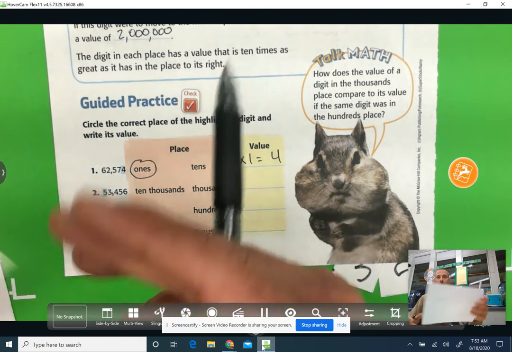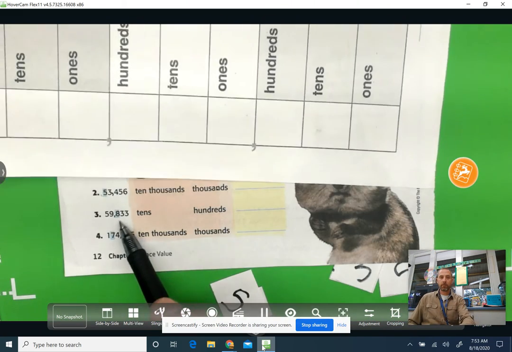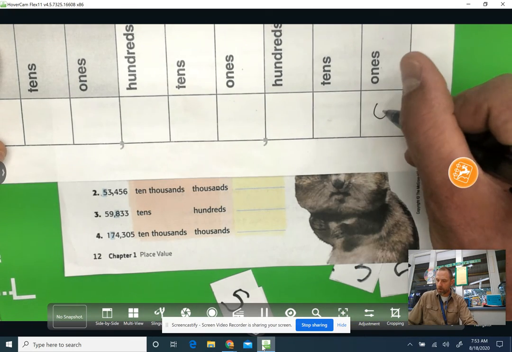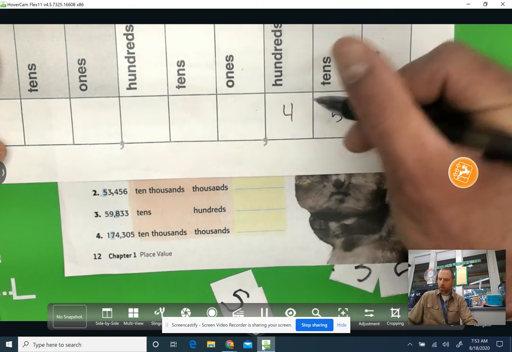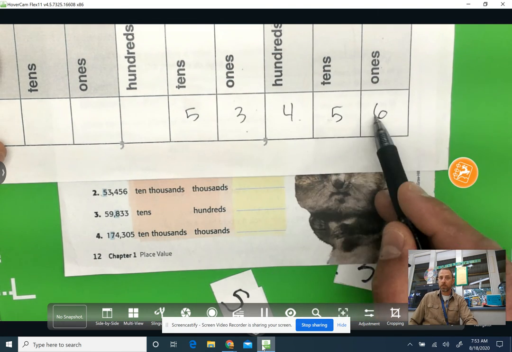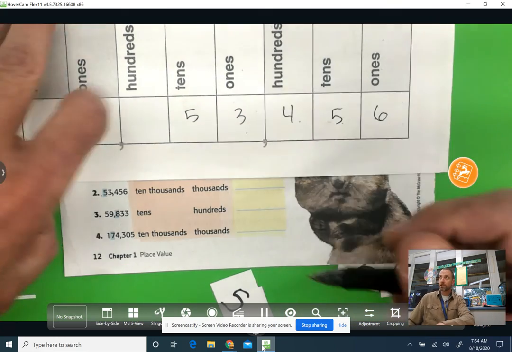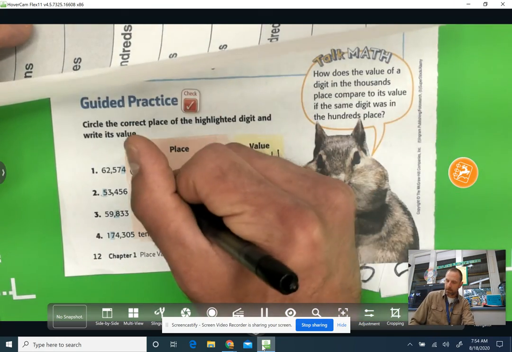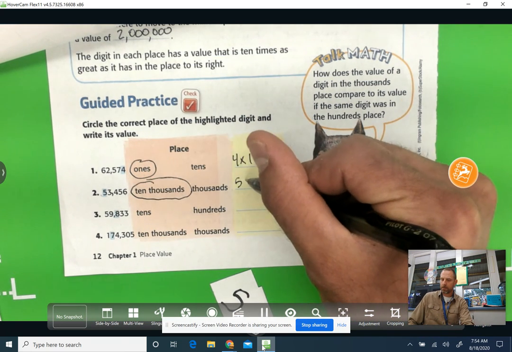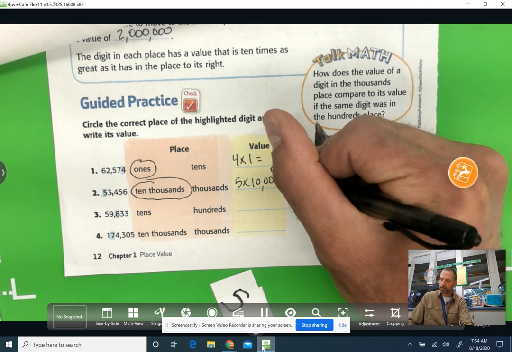Or we can look at this place value chart and you could write the number 53,456. If you write it backwards, you'll write it in order. So 6, 5, 4, 3, and 5: 53,456. And that 5 is in the 10,000s place. Circle that, and the value is now 5 times 10,000 for a final value of 50,000.